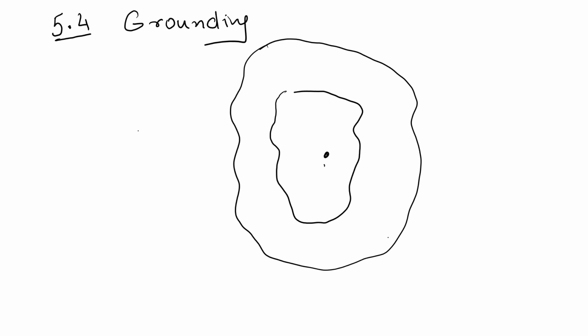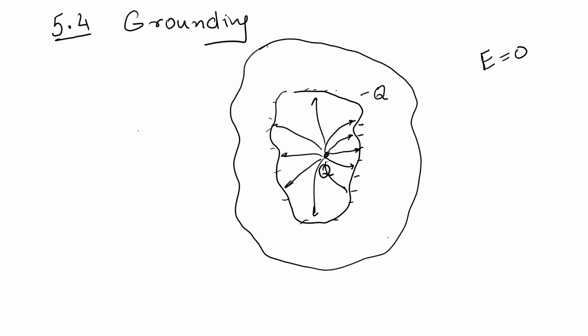So I have this charge Q. This has created a negative charge minus Q. And what I want to do is create a condition such that the electric field outside is zero. Electric field only exists in the cavity. How can I do that?